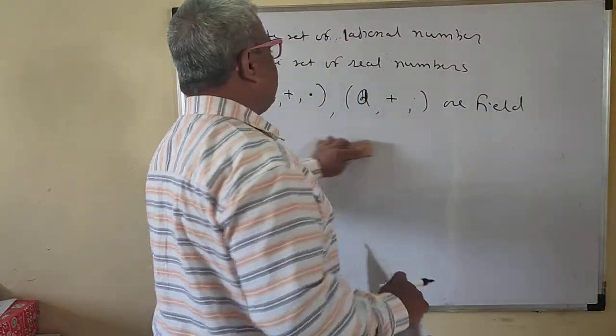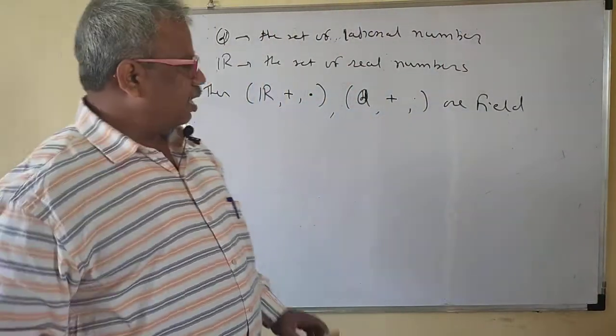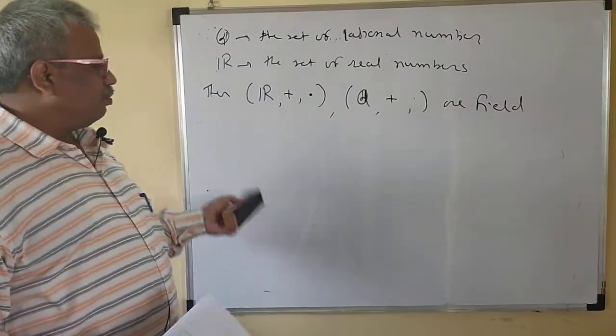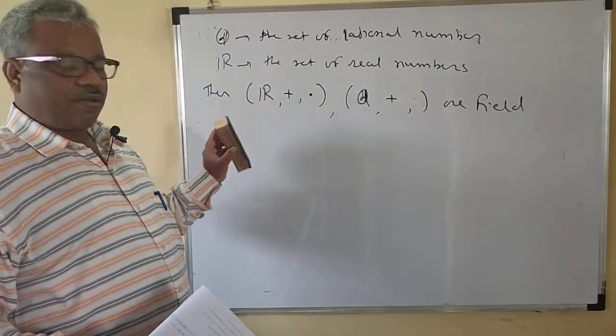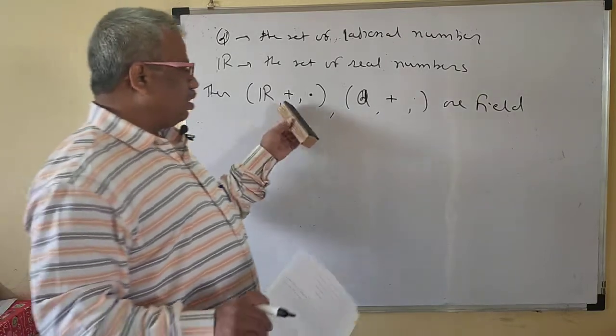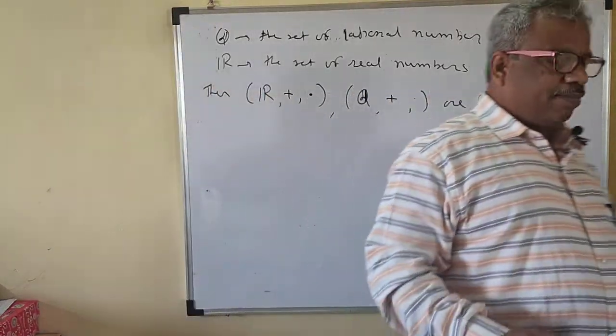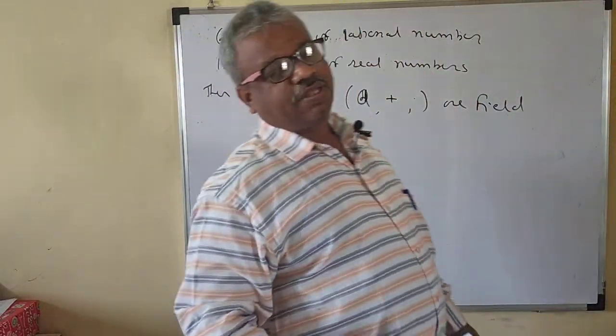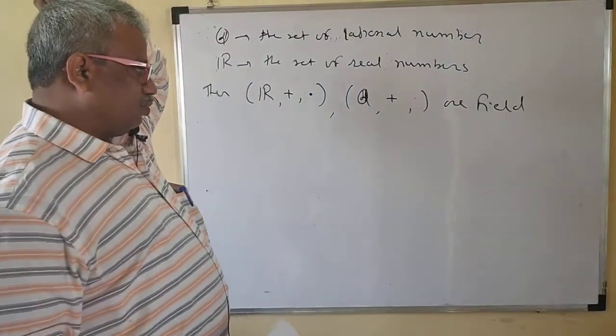The product of two natural numbers is a natural number, and the sum of two natural numbers is a natural number. So these two axioms hold here. Actually, plus and dot are the binary operations for the set of natural numbers, the set of real numbers, and so on.